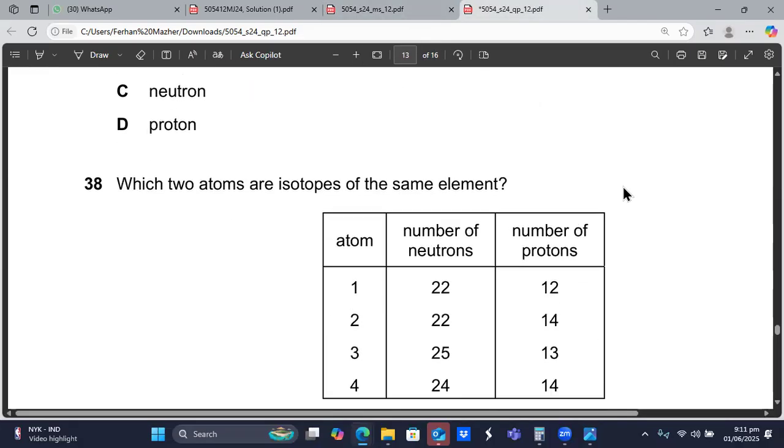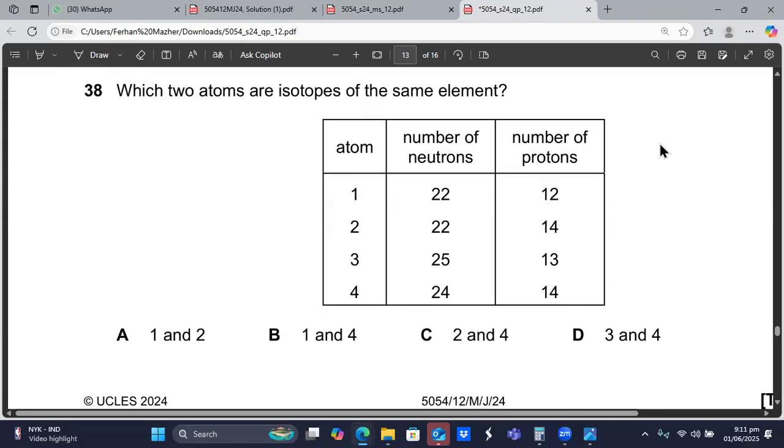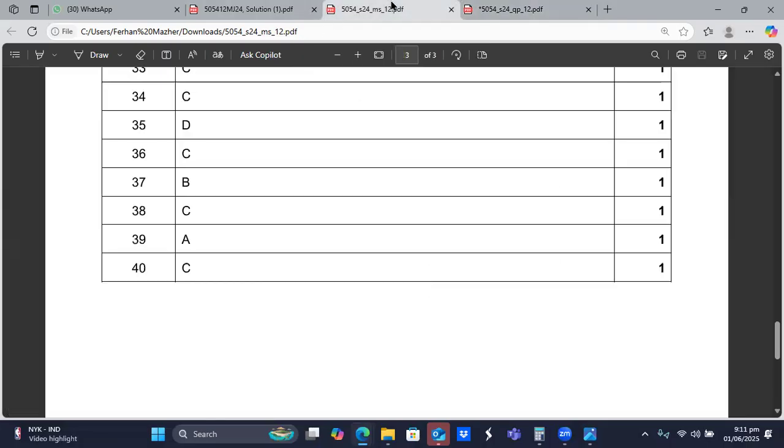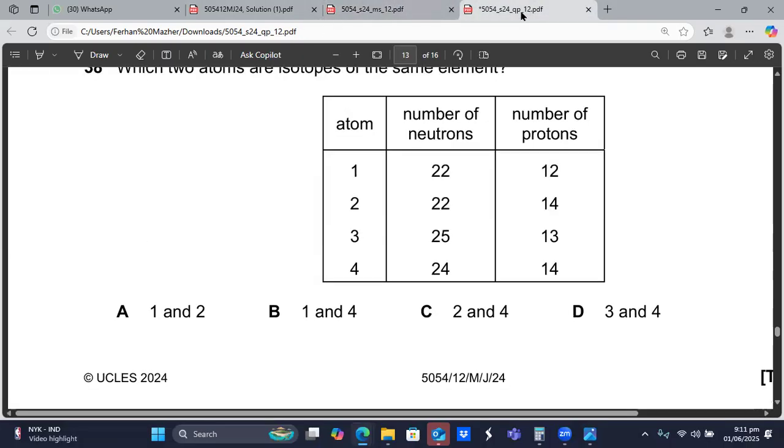Then we have question number 38 coming on the screen. Which two atoms are isotopes of the same element? So isotopes of the same element will have the same number of protons. So it should be 2 and 4. C, because they have the same proton numbers. 2 and 4. C is the option, sir. 38. C is the right option.